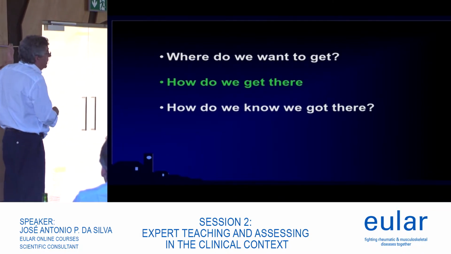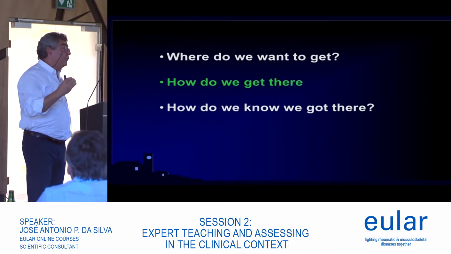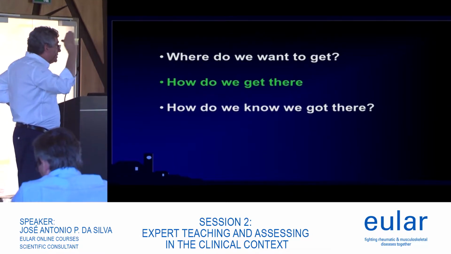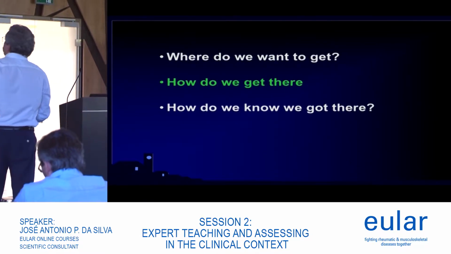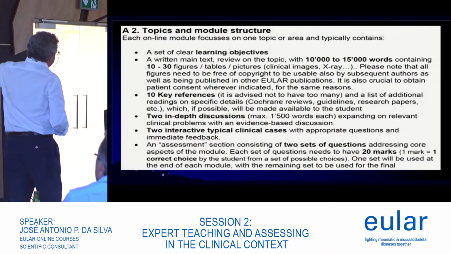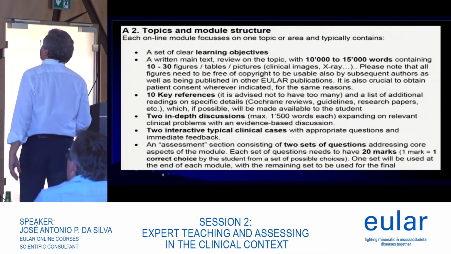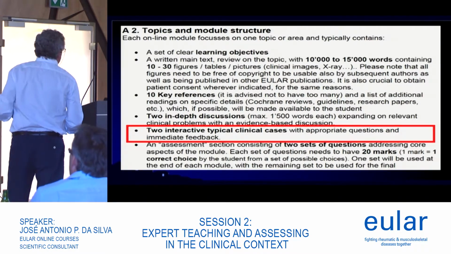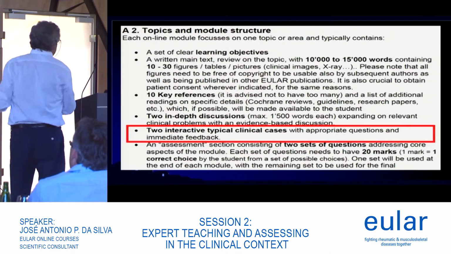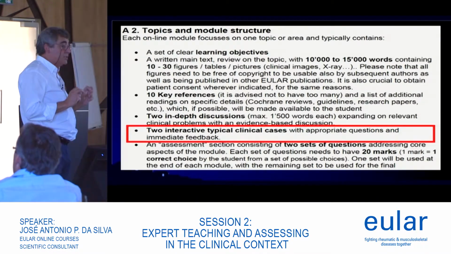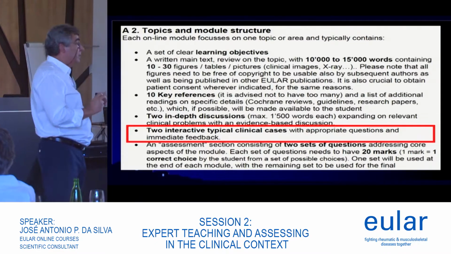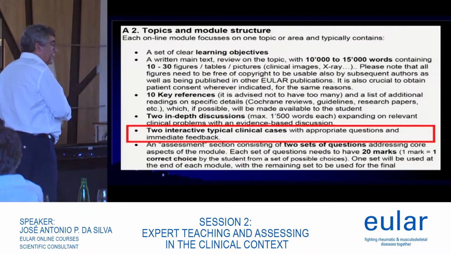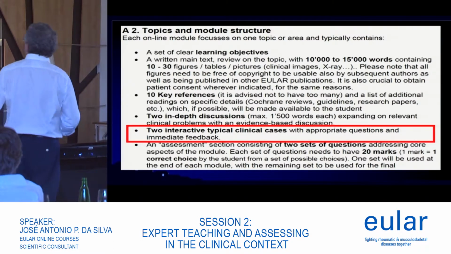So how do I get there? If I want to reach this level of performance, I need to have learning opportunities that will gear and target this level of performance. So EULAR has given us for the modules, and I was very much involved in the design of this package, a number of conditions to do it, namely learning objectives. And if you read through the instructions, it tells you that the objectives should be written with active verbs, things that people can do and they couldn't before being with you. That's the objective of what we are doing.